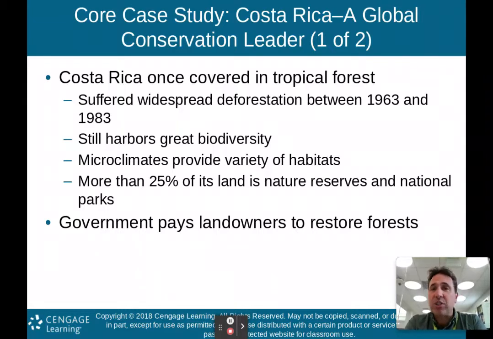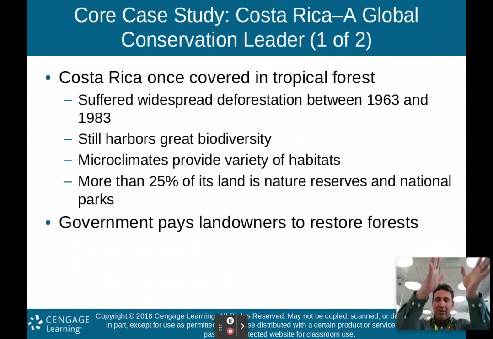So Costa Rica was once covered in tropical forest. They suffered widespread deforestation between 1963 and 1983. However, they still harbor great biodiversity. They have a lot of microclimates which provide them with a variety of habitats.